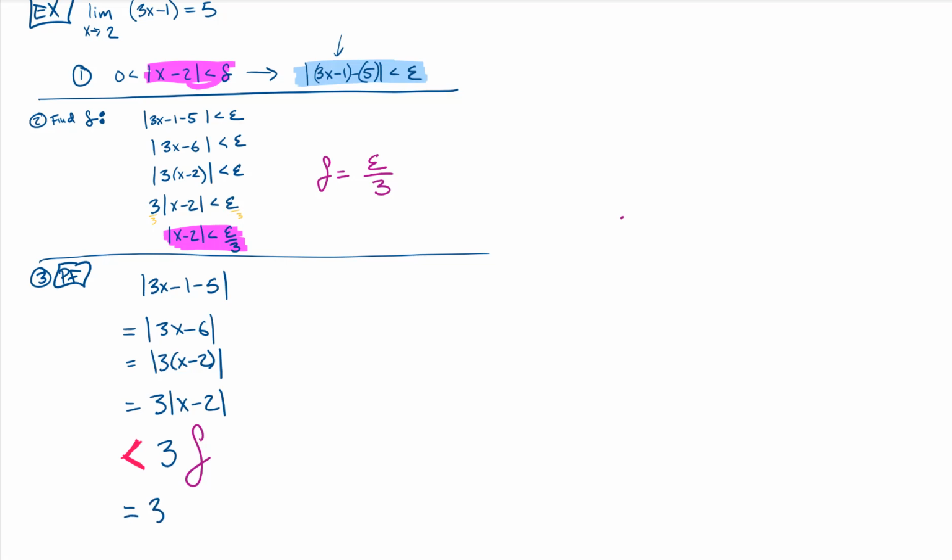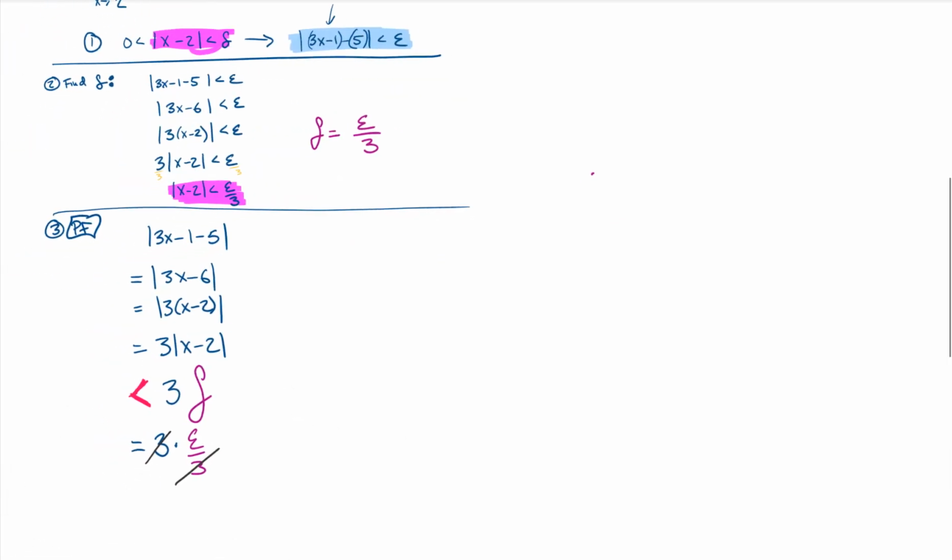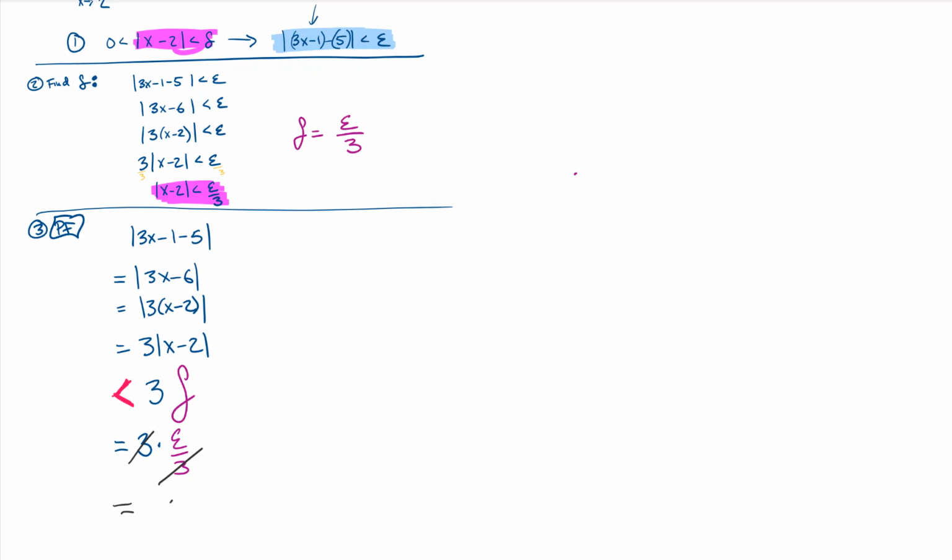And now we can use an equal sign because, well, 3 times delta? Delta is equal to epsilon over 3. We found it from up above. And then what's going to end up happening here? It's just going to equal epsilon.